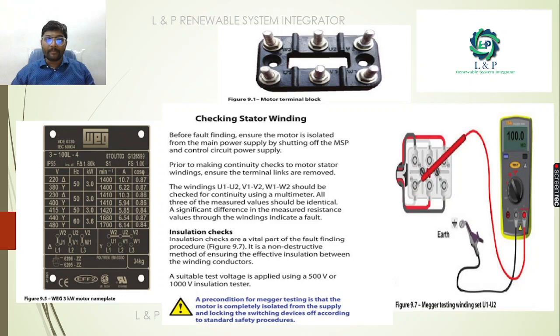Most importantly, whenever you are starting a motor, or when you plan to find a fault in a motor, the first thing is that we need to check the stator winding. Then we also need to do the insulation checks. Whenever you are making a continuity check on the motor, ensure the terminals are removed. Then when you make an insulation test using a megger, especially on the U1 U2 terminals, you should get a value of 100 megohm. You need to connect one terminal to the earth and the other to your U1 U2 lines, so that you will have a value of 100 megohm.